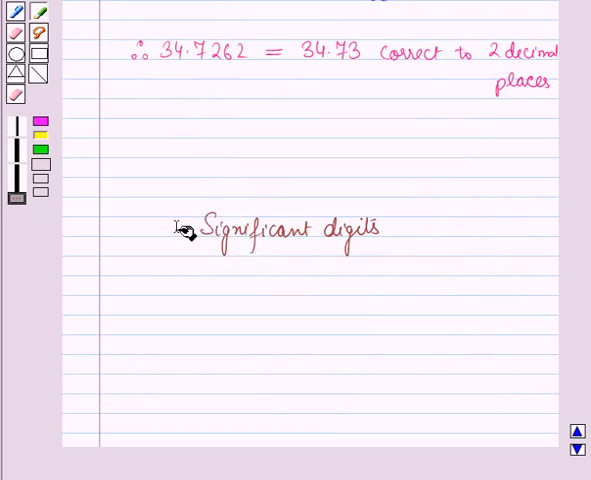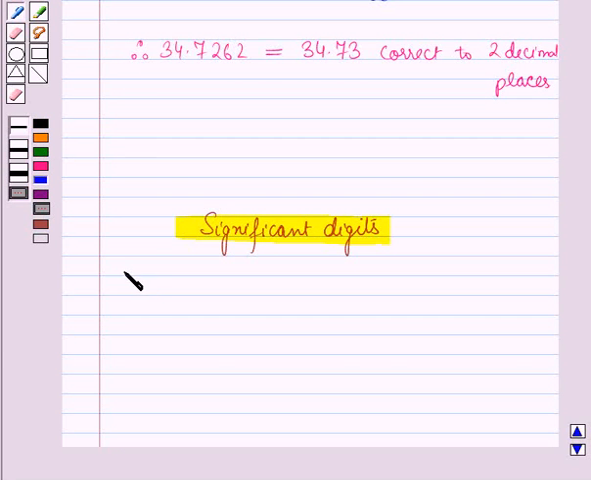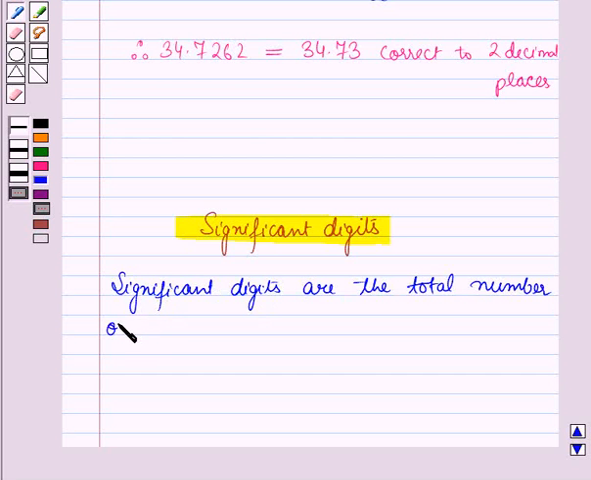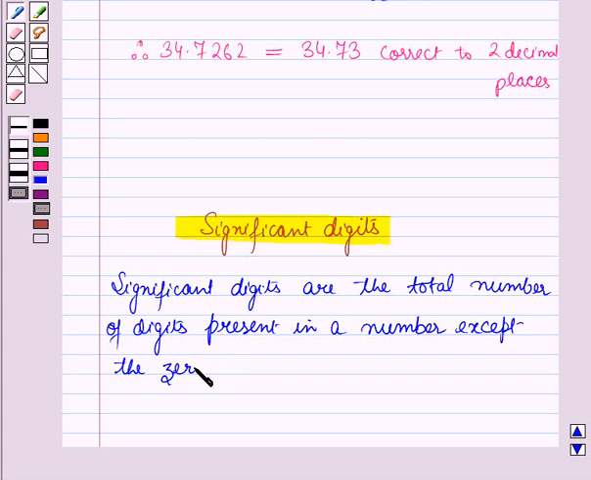Now let us discuss significant digits. Now the significant digits are the total number of digits present in the number except the zeros preceding the first numeral.